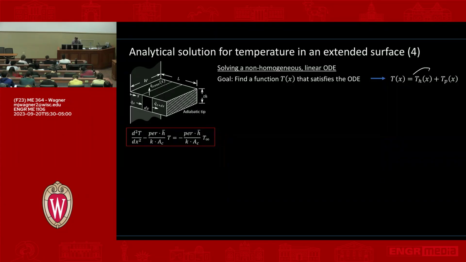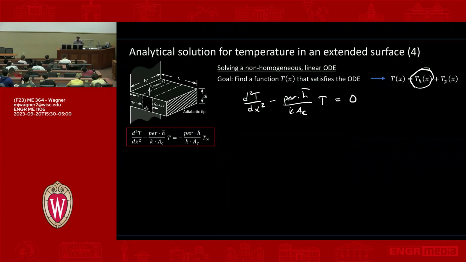All right, so here we're finding the homogeneous solution. Remember what I said, we're trying to find a solution to this homogeneous part: d squared T dx squared minus perimeter h bar over k A_C times T is equal to 0. And I'm saying specifically here that we're looking for a solution for T sub h, the homogeneous part of the temperature solution.